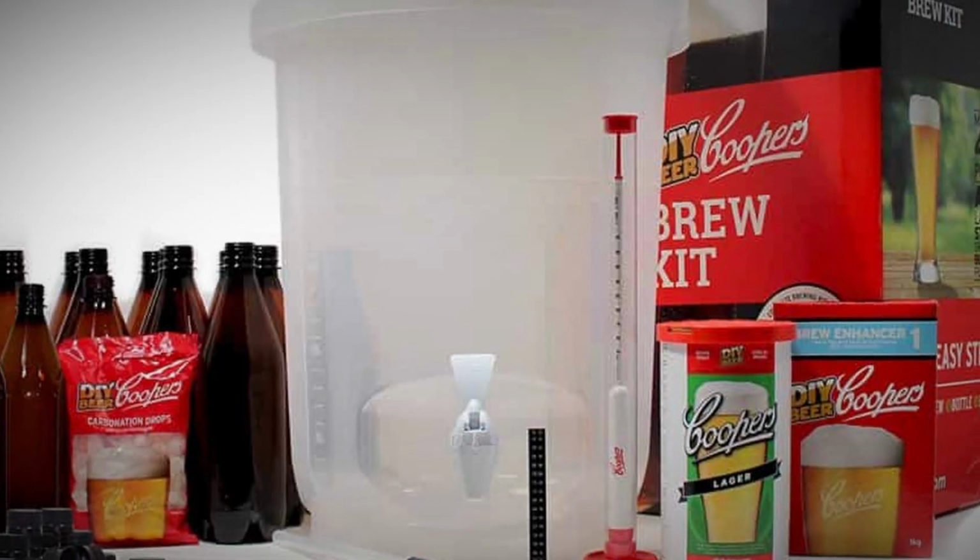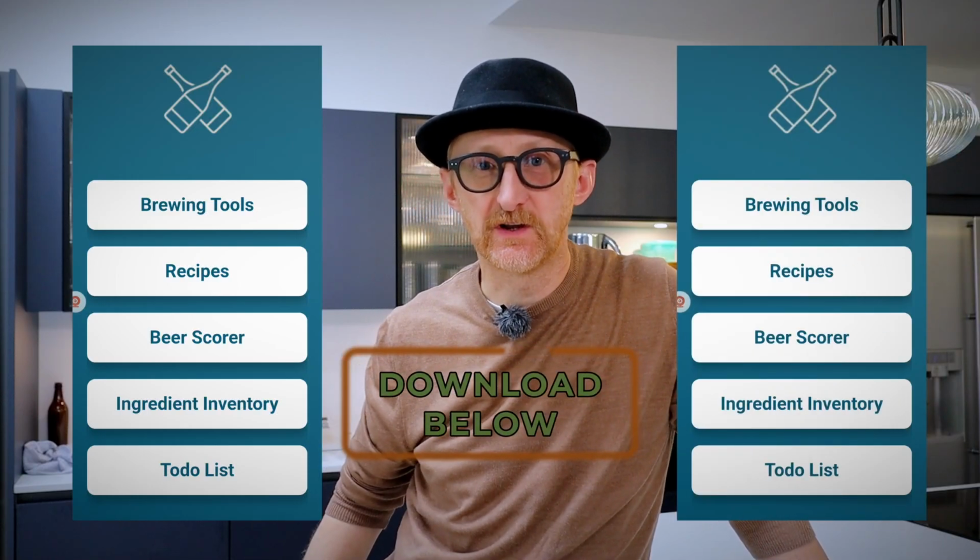D, diacetyl, a buttery, somewhat unwanted flavour. Proper fermentation and a bit of a rest can help deal with this. E, equipment. We all like a bit of equipment. Oh, don't forget Dan's Brew Day Toolkit.